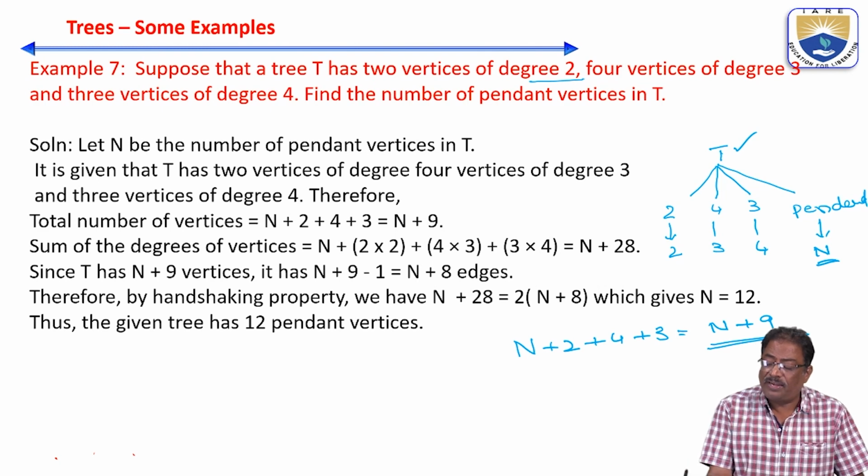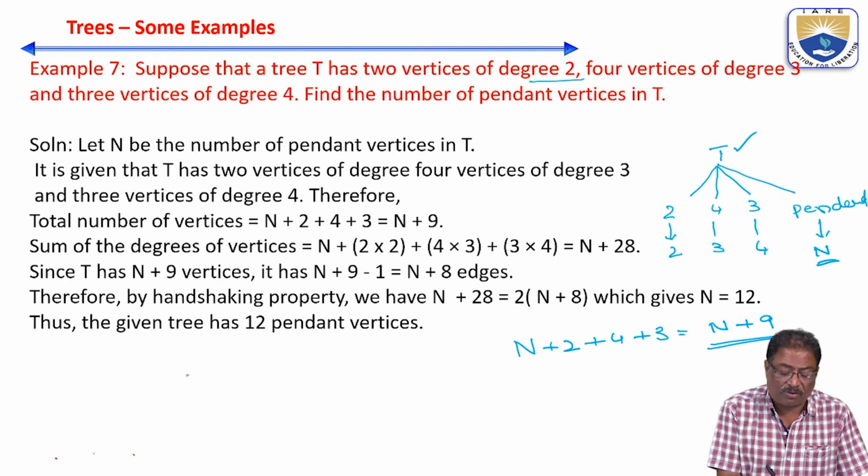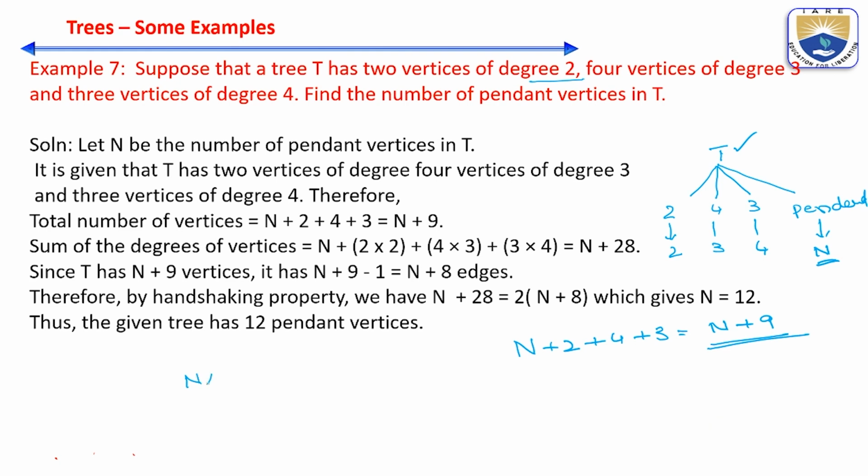Now, the sum of the degrees of all vertices must be equal to: there are n pendant vertices, and a pendant vertex has degree 1, and there are 2 vertices of degree 2, 4 vertices of degree 3, and 3 vertices of degree 4. So this is the sum of the degrees of all vertices. Subsequently we get n plus 4 plus 12 plus 12, which is n plus 28.